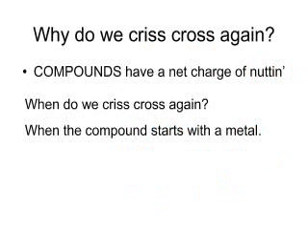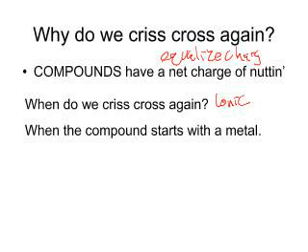Why do we crisscross again? Compounds have a net charge of nothing. When do we crisscross again? For ionic compounds. So again, we crisscross to equalize charge. My class is coming in right now, so they're wondering why they can't see on the board what I'm writing. When do we crisscross again? When it's an ionic compound. When is it ionic? When the compound starts with a metal.